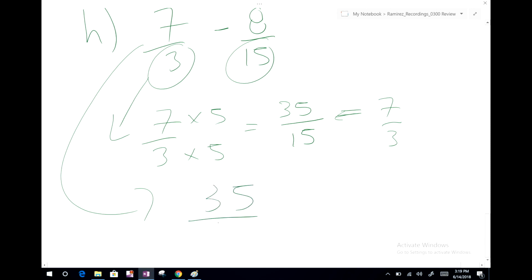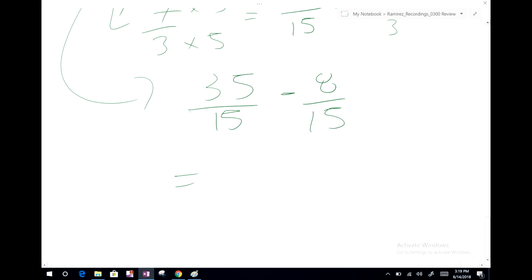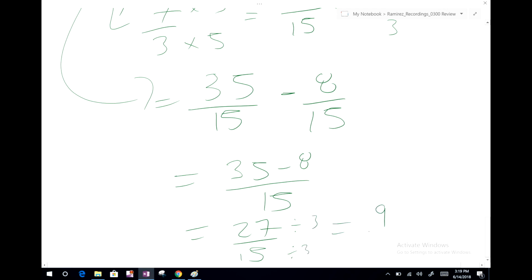35 over 15 minus 8 over 15. And so we can go ahead and simplify that. 35 minus 8 over 15 gives us 27 over 15. And we can divide the numerator and denominator by 3. 27 divided by 3 is 9. 15 divided by 3 is 5. And this would be our final answer.